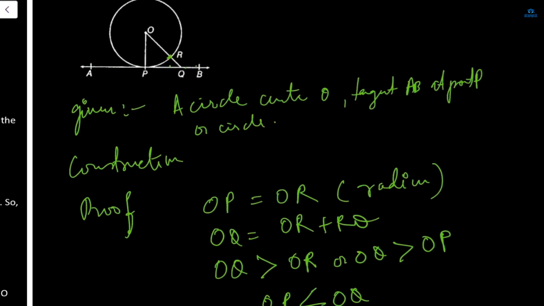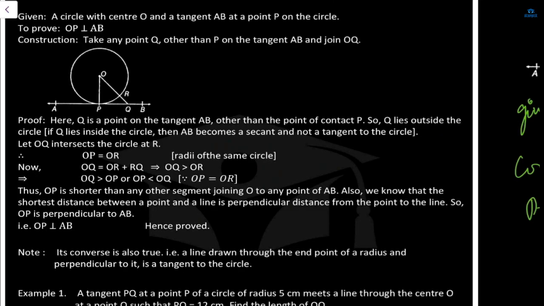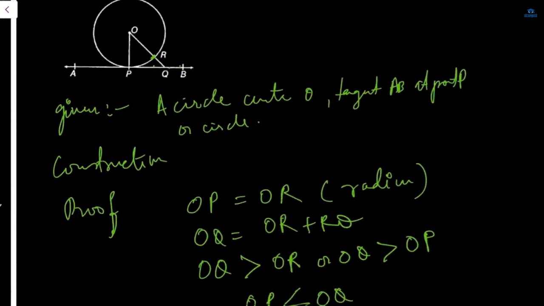Understood or no? That means OP is perpendicular. Kind of. I'm not able to understand the last thing which you said. The rest, everything I understood, but when you say OP is the radius, and I am taking a point Q which is any other point than P.